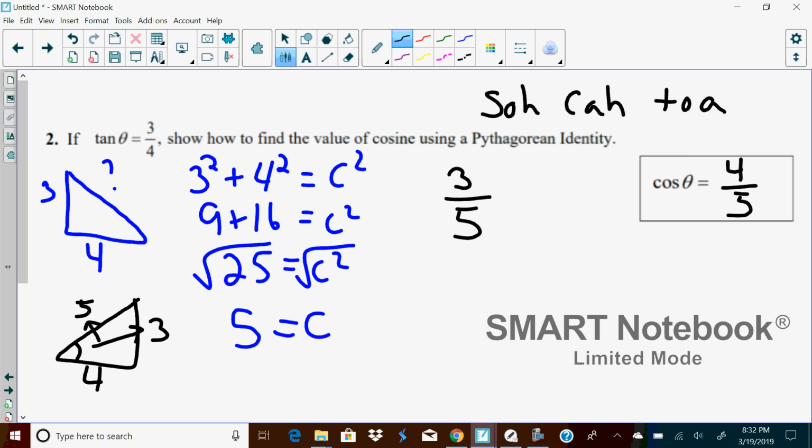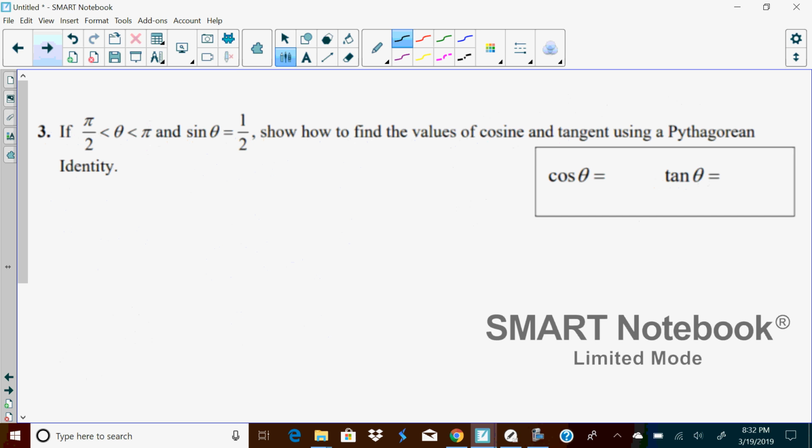Okay. So last example is if pi over 2 is less than theta, which is less than pi, which means that, so if I have my unit circle, pi over 2 is here, and pi is right here. So that means that theta is somewhere in this quadrant. Okay? So it tells me my sine of theta is 1/2. Show how to find the value of cosine and tangent using the Pythagorean identity.